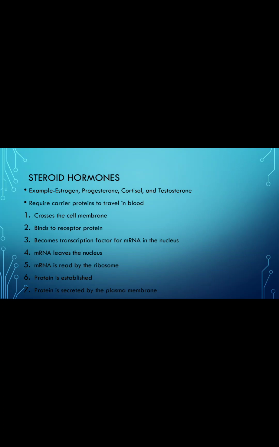Steroid hormones require carrier proteins to travel in blood. Some examples of steroid hormones are estrogen, progesterone, testosterone, and cortisol.